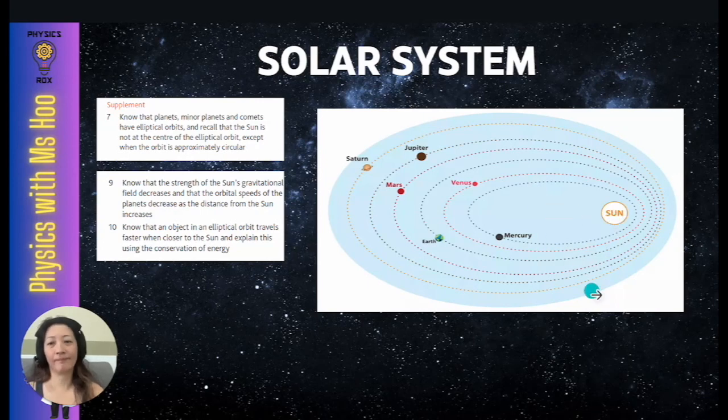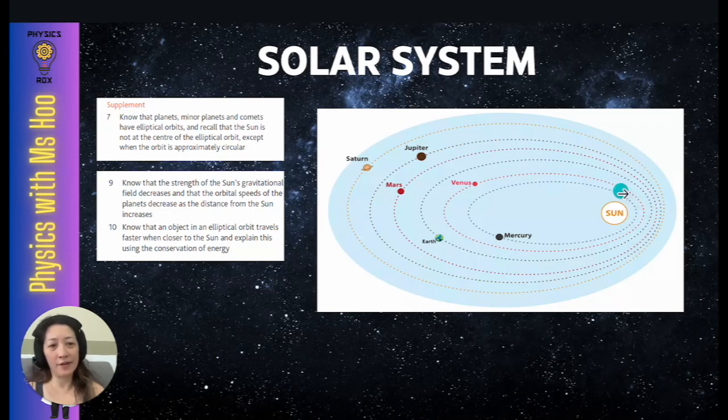You also need to know that the strength of the sun's gravitational field decreases and the orbital speeds decrease as the distance from the sun increases. That means that when the planets are orbiting the sun, the closer they are to the sun, the stronger the sun's gravitational field on them. It makes sense, right? Because the sun has gravity. So the closer the planet is to the sun, the stronger its gravitational field strength.